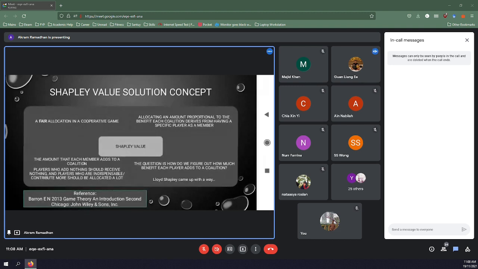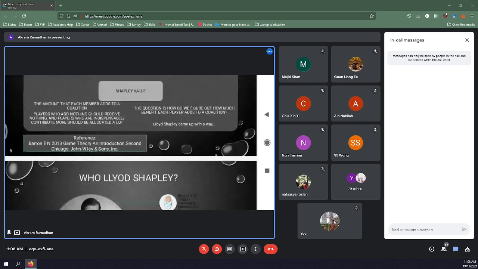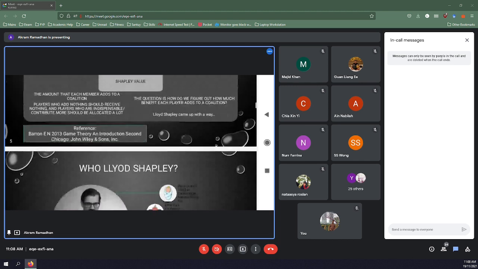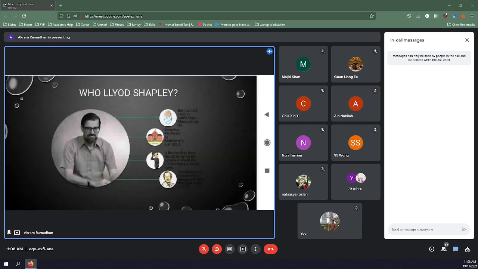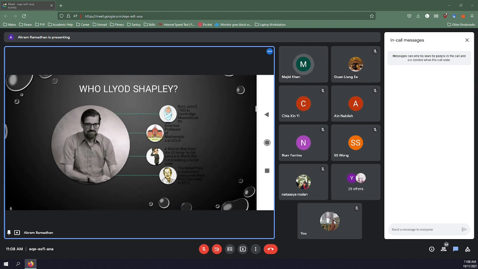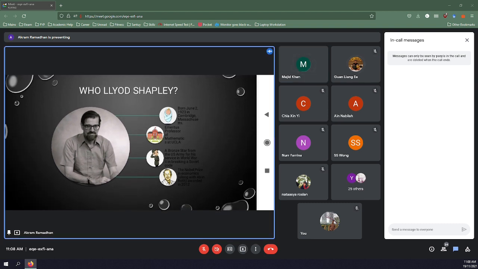So the question is, how do we figure out how much benefit each player adds to a coalition? Sir Shapley came up with a way. I refer to Ian Barron, 2013, Game Theory and Interaction. You can find this book in the USM library. I went there in 2018 to refer to this book during my degree study. If I'm not wrong, the pronunciation is Lloyd Shapley. Am I right, Dr. Majid? Yes. This is the guy, Sir Lloyd Shapley.